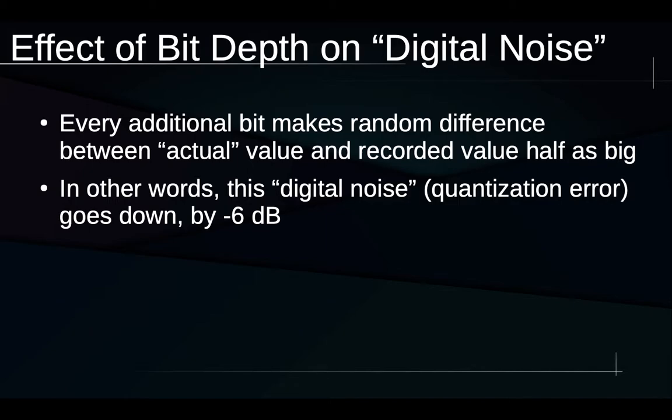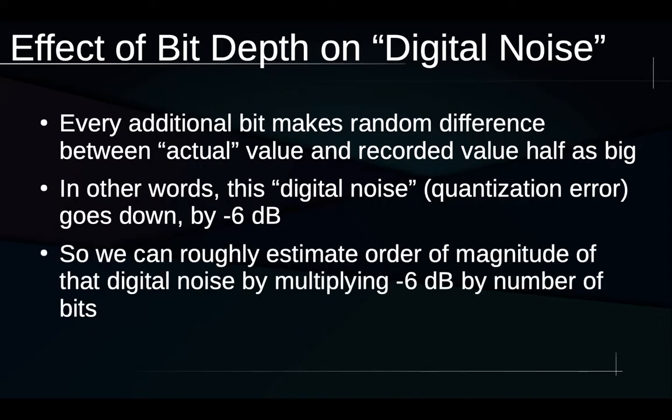In other words, the digital noise, which also gets called quantization error, among other names, is going to go down by 6 decibels. And so we will be able to roughly estimate how big the digital noise in our system is by multiplying -6 decibels by the number of bits that we're using for each measurement.